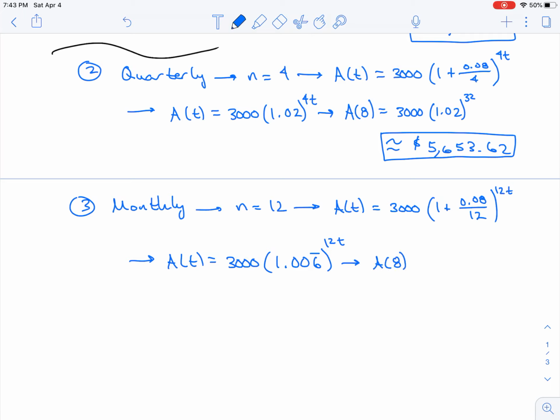Evaluate this after 8 years, and you have 3,000 times 1.006 with the 6's repeating to the 96. 12 times 8 is 96. And that comes out to approximately $5,677.37. So better still. It's only about $24 better than quarterly, but it is better nonetheless. And in fact, if your initial investment was larger, you'd see even more pronounced gains.